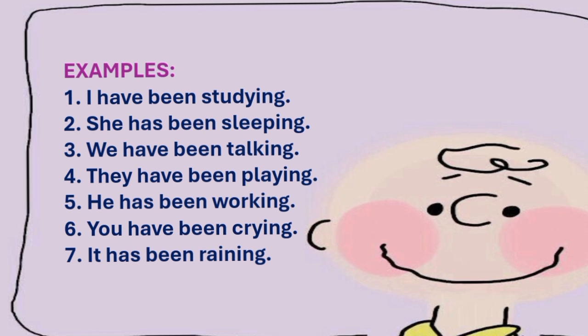Examples: I have been studying. She has been sleeping. We have been talking. They have been playing. He has been working. You have been crying. And it has been raining.